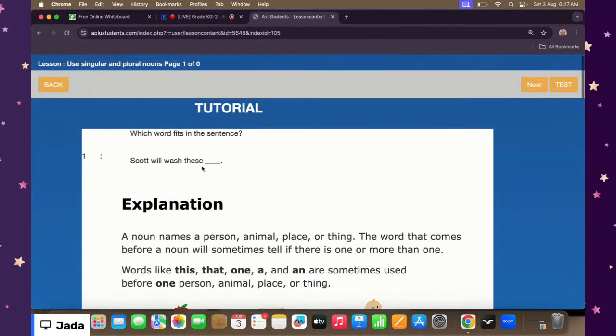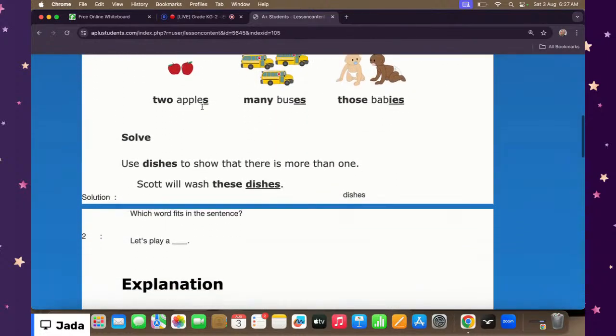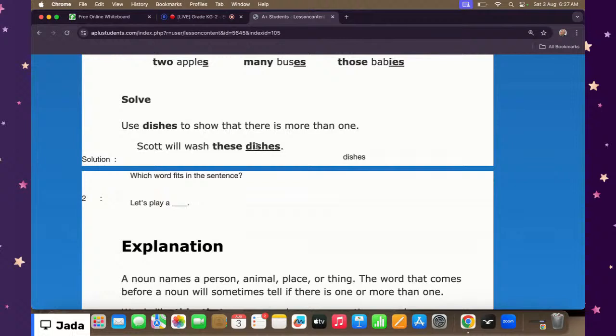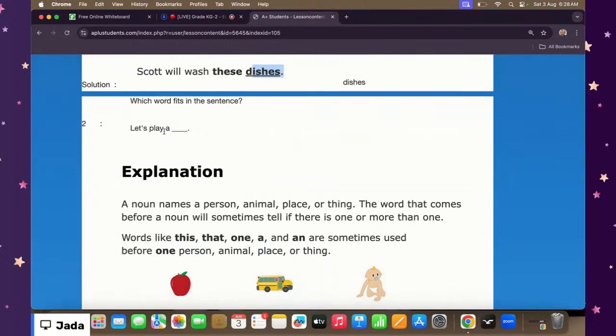Okay, so let's look at our example. Scott will wash this. When we see this, we know it's what? Plural. Okay, so he will wash these dishes. Scott will wash these dishes. Okay, then let's play a. When you see a, you know that it's one. Okay, one person, of course.